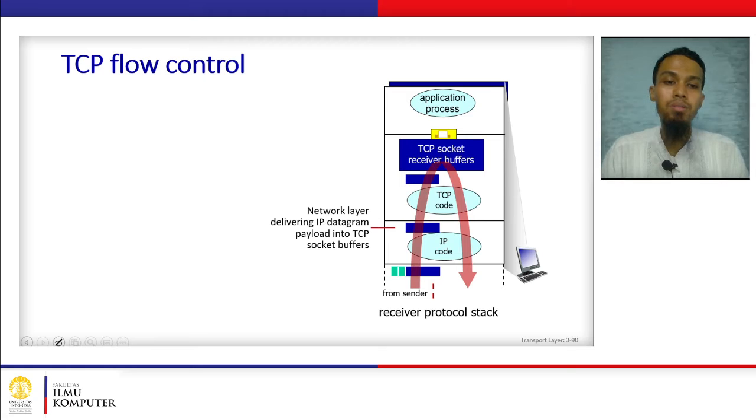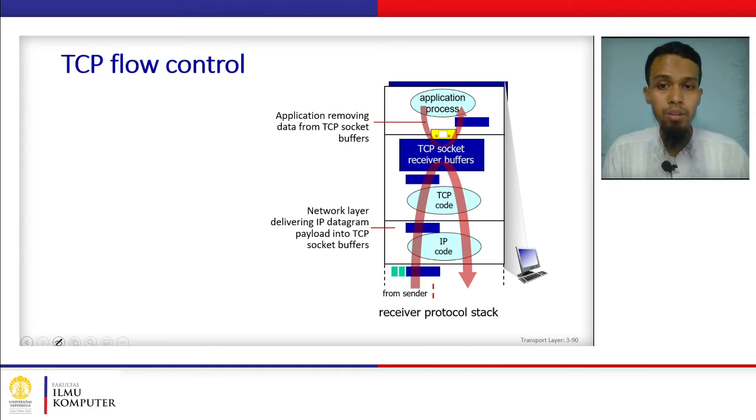receivers. As we have already seen before, when the receiver is receiving a segment or a message, it will go from the lower layers up to the transport layer with the decapsulation mechanisms, and then the data will be stored at the TCP socket receive buffers. Okay. And then the data is taken out and sent to the application process by the socket programming that we already learned before. So the application will take out the data from the receive buffers.